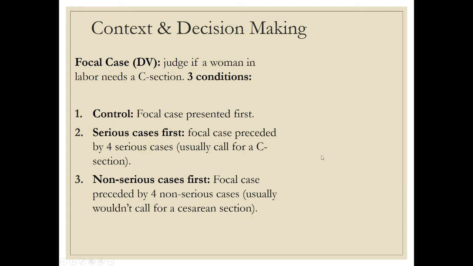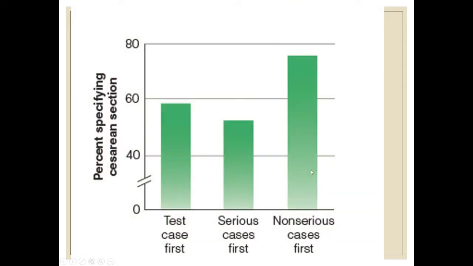Okay, I will reveal the results to you now. Here are the results. Participants who saw non-serious cases first were much more likely to recommend an emergency cesarean section. Now, many of you were probably thinking, if I see serious cases first, that's going to prime me to think of serious cases. My mind's going to be activated to think about the option of C-sections and so on and so forth. It's a plausible theory, but it turns out that theory wasn't supported.